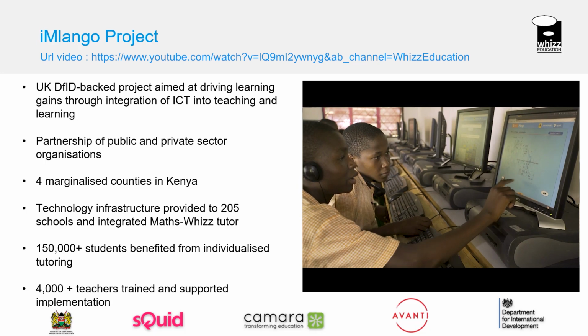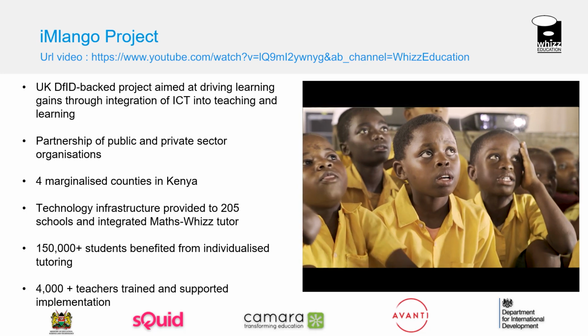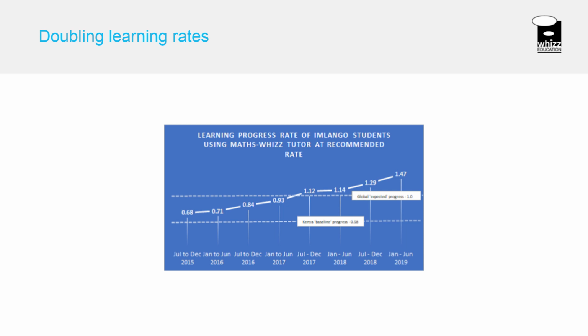Teachers were empowered to course-correct the instruction based on real-time data and data-driven insights available to them through students' interaction with an online tutoring platform. This graph shows how our progress rates evolved over the past few years on the Imlango project. Back in 2015, in the early stages of the implementation of the project, the students had an annual progress rate of 0.68. These students were losing out on 32% of the core knowledge and skills that we expected of them as mathematicians. In the absence of Whizz intervention, students were making an annual progress rate of 0.58, which was our baseline.